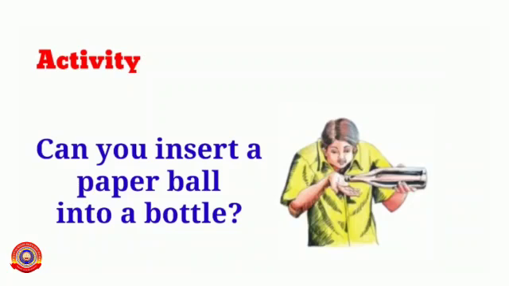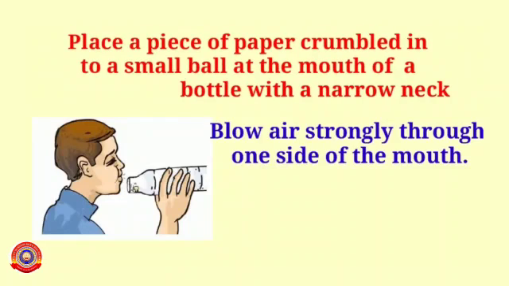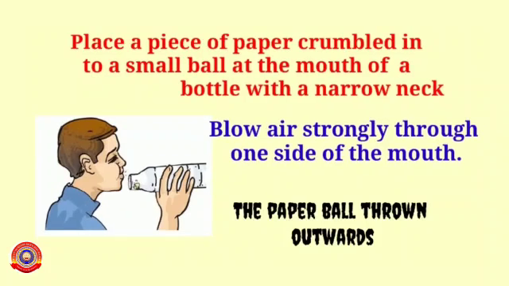Next activity. Place a piece of paper crumpled into a small ball at the mouth of a bottle with a narrow neck. Blow air strongly through one side of the mouth of the bottle. What happens to the paper ball? Yes, the paper ball is thrown outwards.